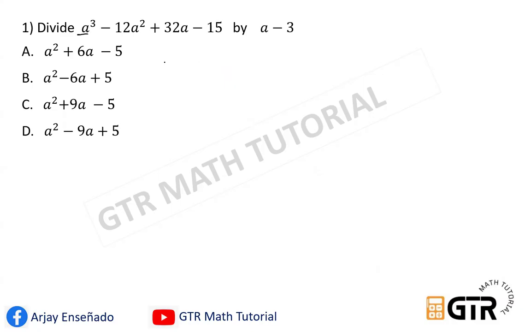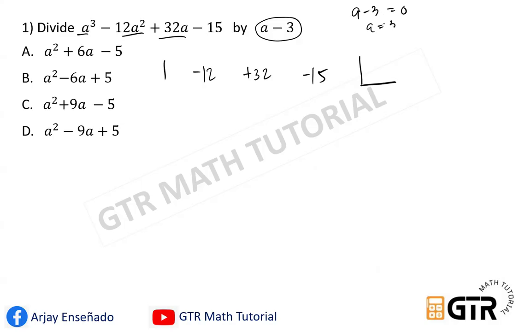So we have a cubed, so we have 1. And then minus 12a squared, just write negative 12. And then we have positive 32, and then we have negative 15. For the synthetic divisor, just equate a minus 3 to 0. A minus 3 equals 0. Solve for a. Add 3 to both sides. Therefore a is equal to 3. The synthetic divisor is 3.